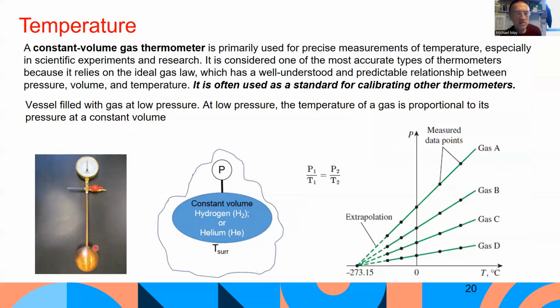This is called a constant volume gas thermometer. It's primarily used for precise measurements of temperature in scientific experiments and research. It is considered one of the most accurate types of thermometers because it relies on the ideal gas law, which has a well understood and predictable relationship between pressure, volume, and temperature, and is often used as a standard for calibrating other thermometers. It is a vessel filled with gas at low pressure, and the temperature of the gas is proportional to the pressure at constant volume. So it's often used to calibrate thermometers because it's highly sensitive.